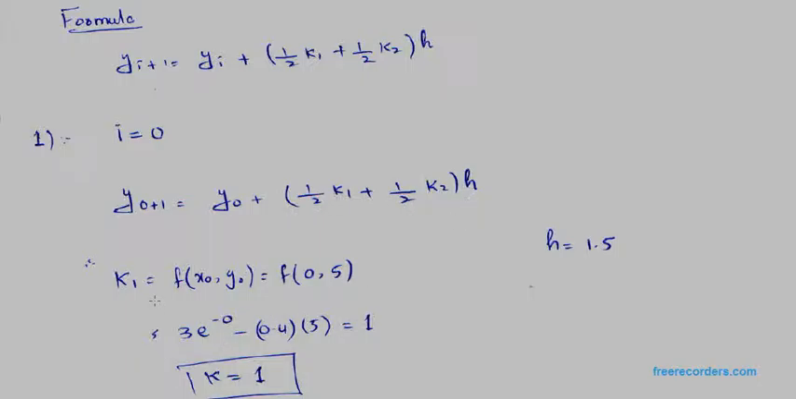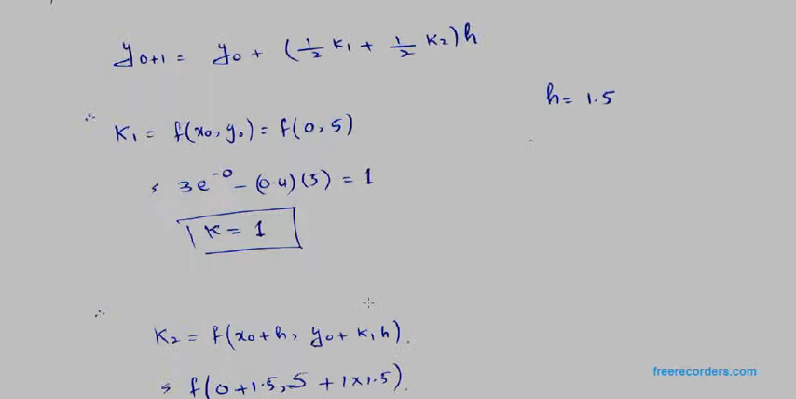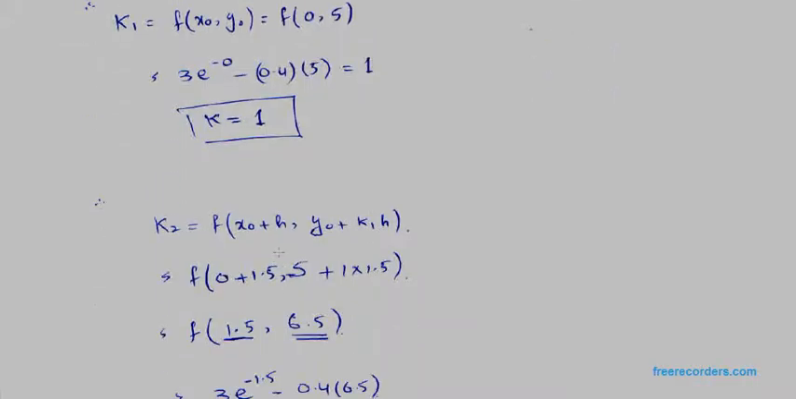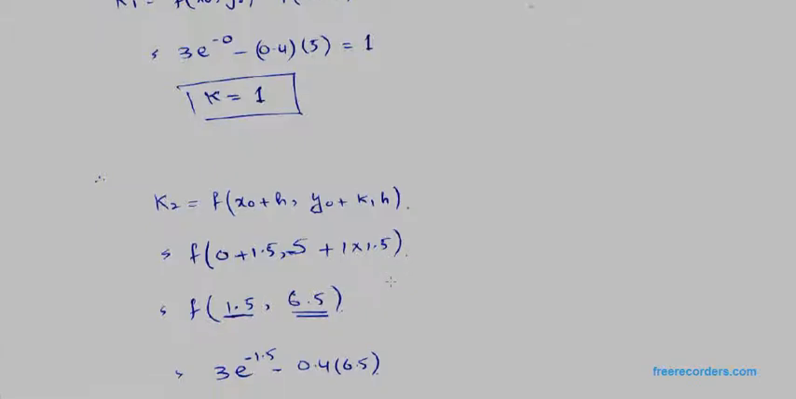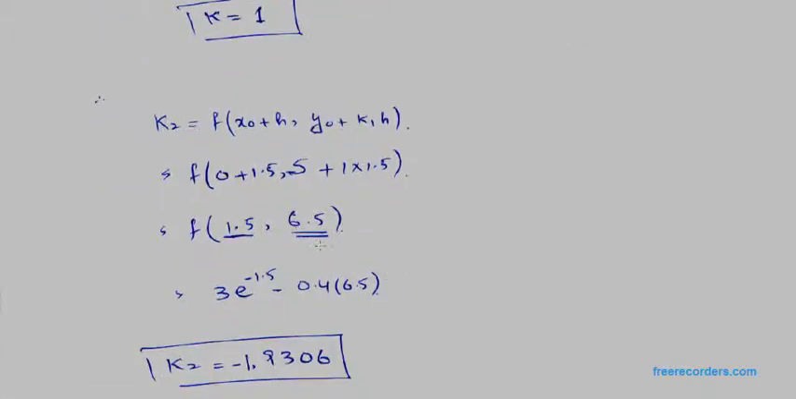The value of k1 is the function at x naught and y naught, and we put these two values in the function: 3e power minus 0 minus 0.4 into 5. It turns out to be 1. The value of k1 is 1. For the value of k2, it is the function at x naught plus h comma y naught plus k1 h. The x naught is 0 and the step size is 1.5, y naught is 5 plus k1, which is 1, times the step size 1.5. This is the approximate value of y at x equal to 1.5.